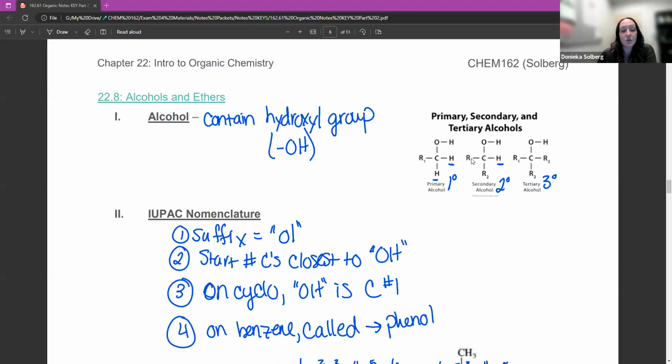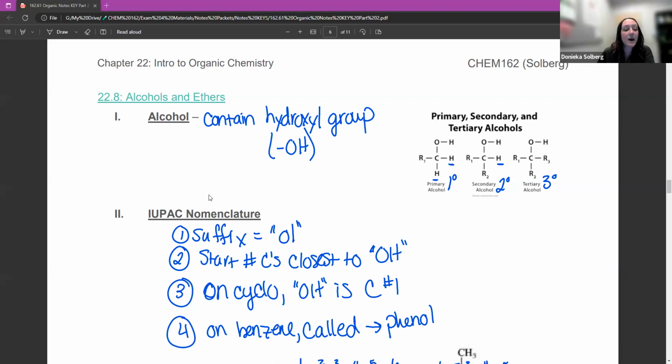If that carbon is attached to two carbon groups and one hydrogen, the two carbon groups mean it is a secondary alcohol. And tertiary alcohols are when the carbon that has the OH group on it is connected to three other carbon groups. So it depends on that carbon. Primary, secondary, and tertiary alcohols do react differently, and that's why we're going to differentiate between those three.